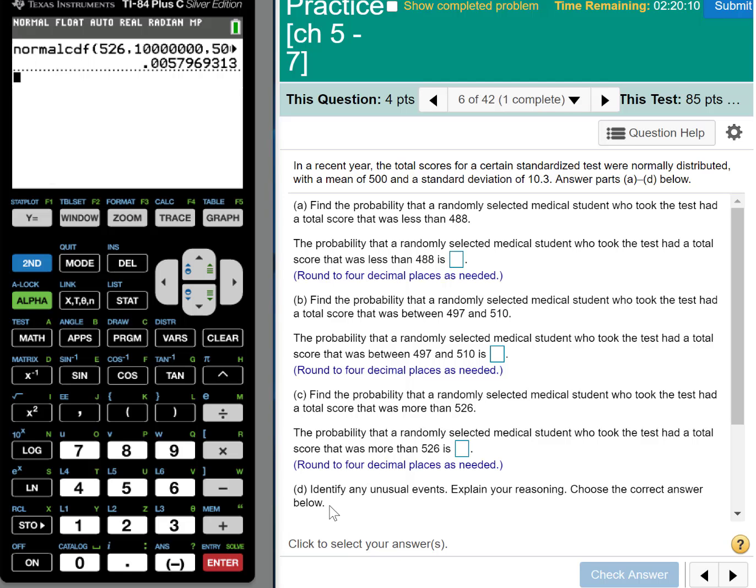D, identify any unusual events. An unusual event, guys, is where the probability answer is less than 5%. You notice C is less than 5%, but I don't think the other two answers were less than 5%, so only C is an unusual event.